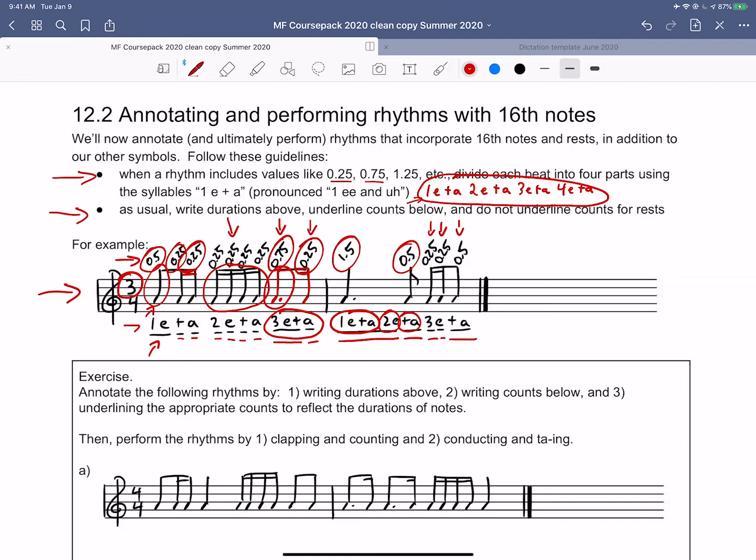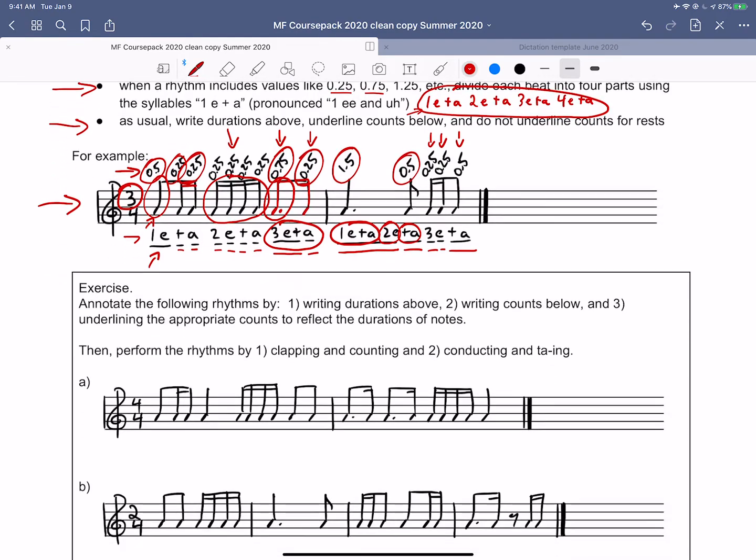And what I'm going to do now is I will perform this. I will count and I'll snap just so that you can hear it clearly in the microphone. So again, I will snap whenever an underline begins. Here we go. 1E and 2E and 3E and 1E and 2E and 3E and 1E and 2E and 3E and.